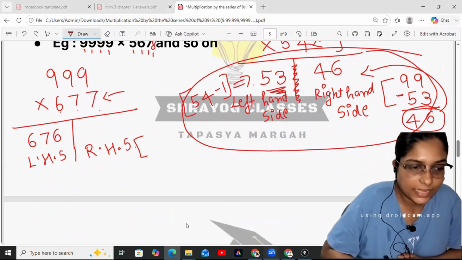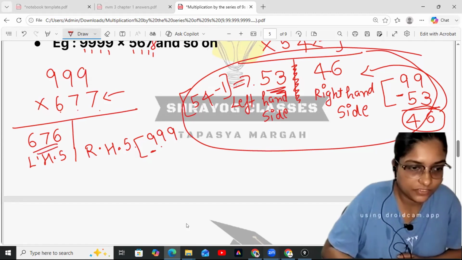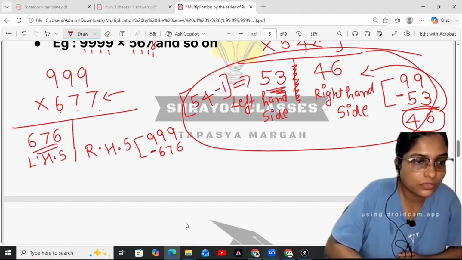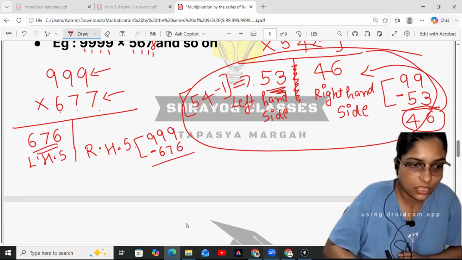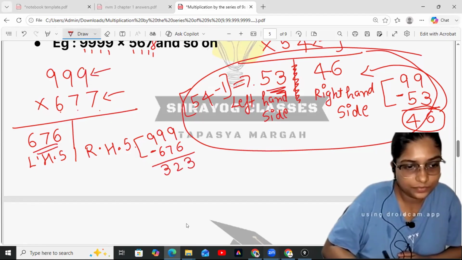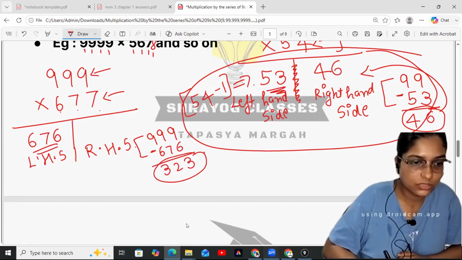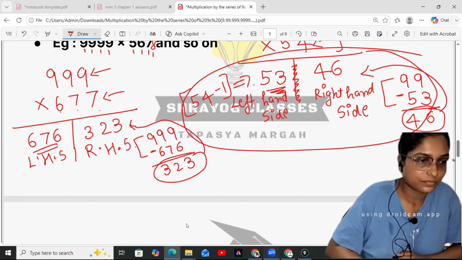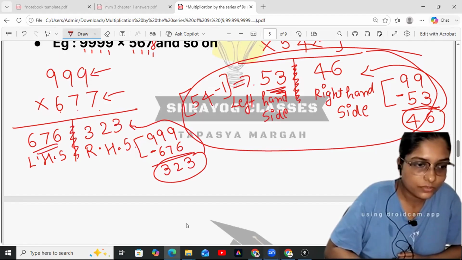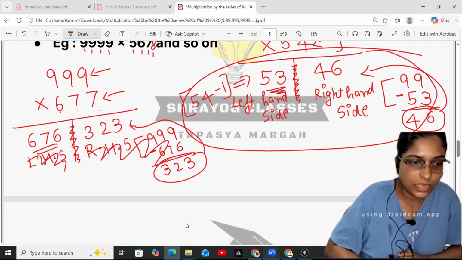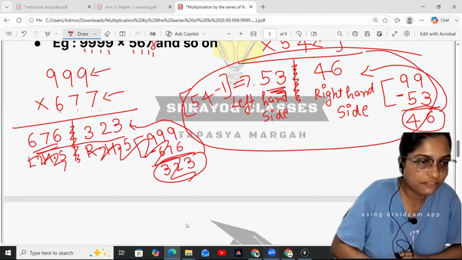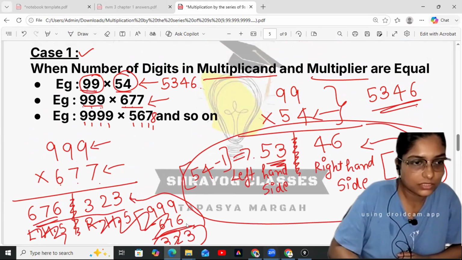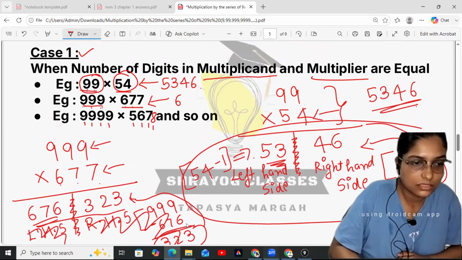Okay. So on my right hand side, what I do is subtract the answer that I've got on the left hand side, 676, from the multiplicand, which is 999. After subtracting it, what do I get? 323. So this becomes my right hand side answer, 323. Once we erase the partition and the rough work, this becomes our final answer. So the final answer of this multiplication is 676323.